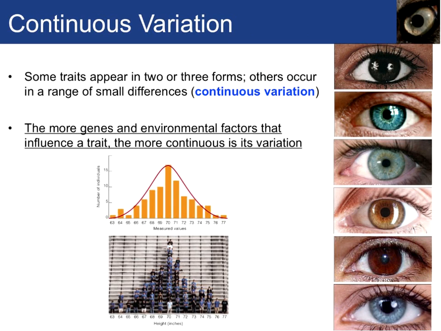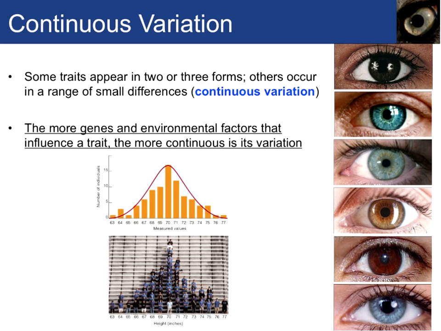So traits can appear in 2 or 3 forms, or they can occur in a range of small differences with a continuous variation. The more genes and environmental factors that affect a trait, the more continuous the variation. For instance, human height and eye color are 2 traits that vary continuously. They have a lot of factors that influence what phenotype you actually see.